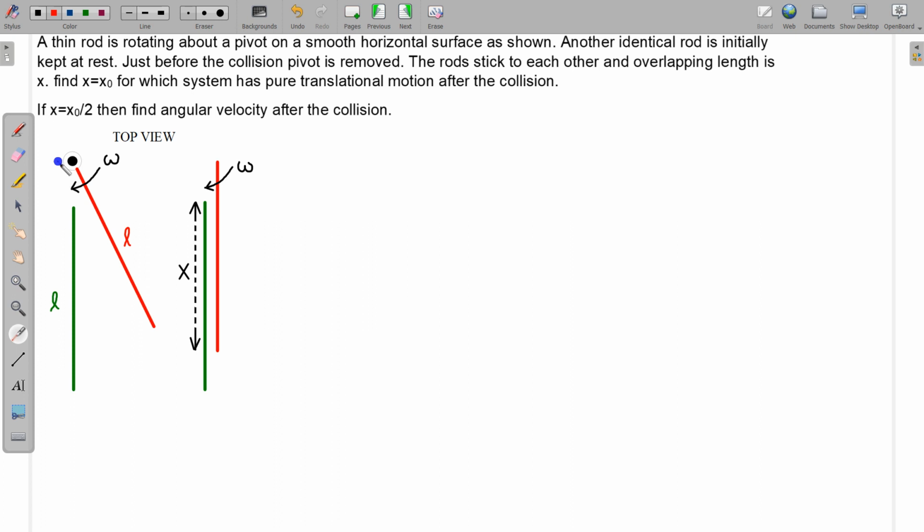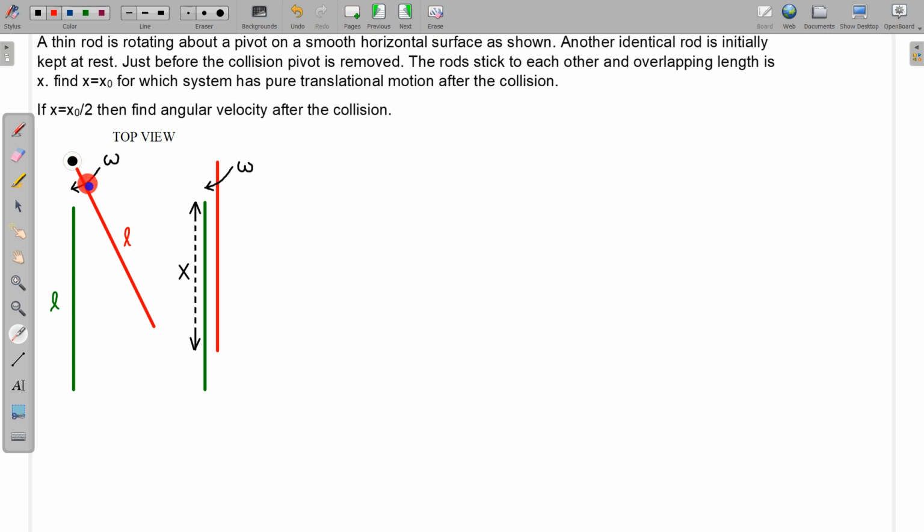Initially it is rotating. This system is kept on a horizontal surface. You have to keep in mind that this is a smooth horizontal surface, so gravity has no effect. This rod was initially rotating about this hinge, and just before collision this hinge was removed, and the rod will continue to move with angular velocity omega. There will be no impulse due to removal of this hinge, so this rod will still rotate with angular velocity omega.